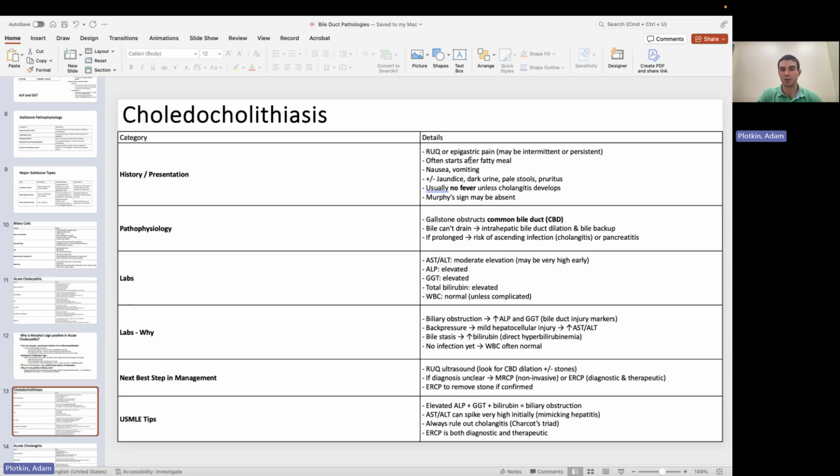Choledocholithiasis. So how is this going to present? We're going to see right upper quadrant or maybe even epigastric pain. It may be intermittent or persistent. It often, again, starts after the fatty meal. We get nausea and vomiting. We may or may not see the jaundice, the dark urine, the pale stool, and the pruritus.